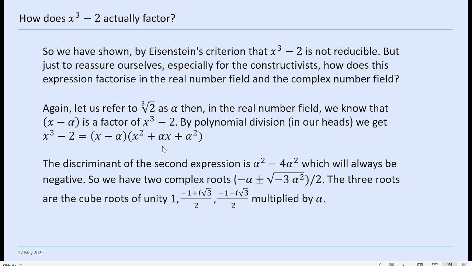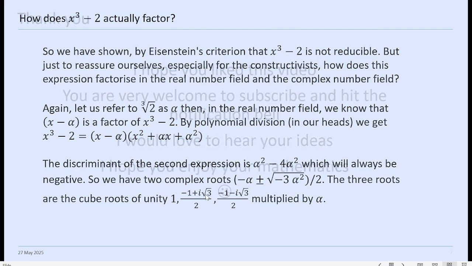And it sort of makes sense that the three roots would just be, because basically x cubed minus 2, it makes sense that the three roots of that would be the cube roots of unity multiplied by the cube root of 2. And that shows us why this is not reducible in the rational field, because alpha is not rational and these two are complex numbers. I mean, as it happens, they also have an irrational component, but they're fundamentally complex numbers, so it's not going to factorize in the rational field.